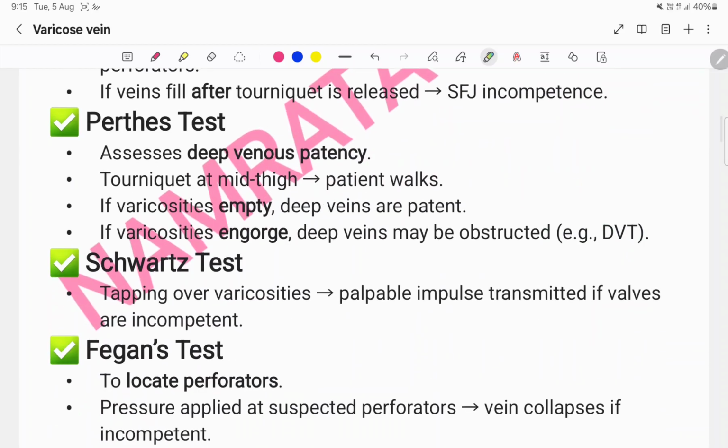In Perthes test, we check deep venous patency, like whether DVT is present or not. In this test, we apply tourniquet in the mid thigh. In this way, we occlude the saphenofemoral junction. Now, if varicosity is emptied, then the deep veins are patent. And if varicosity is engorged, then deep veins may be obstructed.